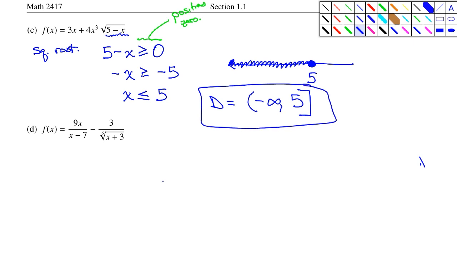Notice that the other parts of this function did not play a role in determining what the domain was. The 3x, we can use any x with 3 times x, no problem. Same thing with the 4x cubed. We can use any x there.